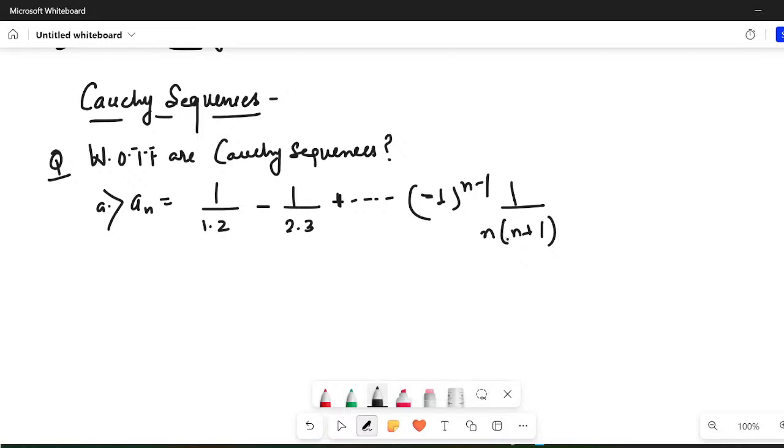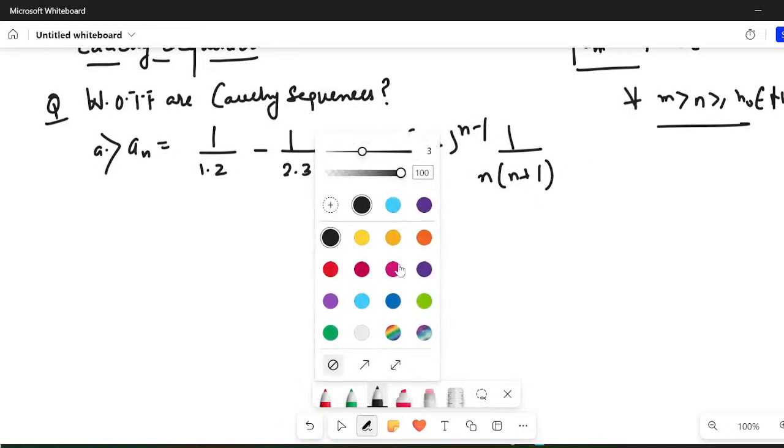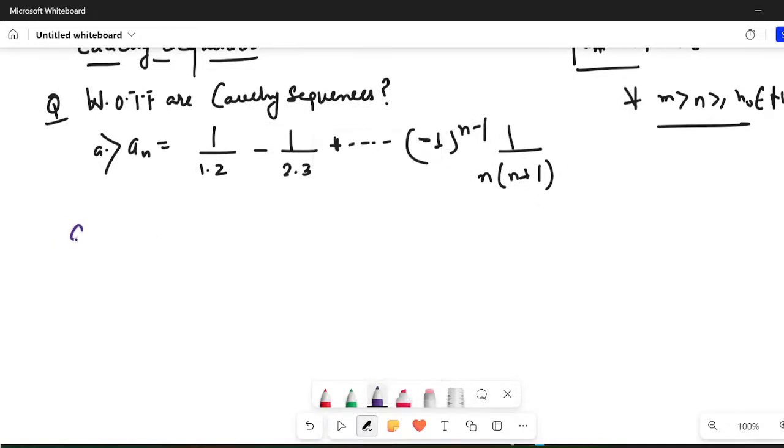Okay, so in order to judge for a Cauchy sequence, I have told you already what you need to do: you need to estimate modulus of a_m minus a_n, and if you are able to prove it less than epsilon for all m greater than n greater than or equal to some n_0 belonging to natural numbers, you are done. One alternate definition for checking Cauchy sequences could be this: you can also estimate modulus of a_{n+k} minus a_n.